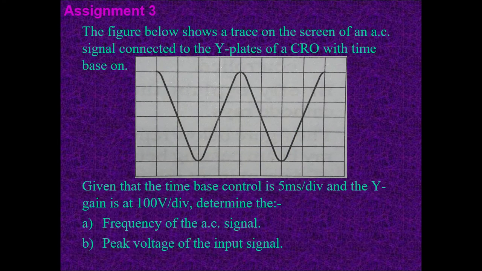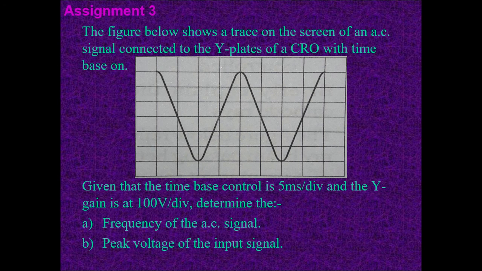Assignment number 3. You may pause the video, if you don't mind, to work this out. You have been told that the figure below shows a trace on the screen of an AC signal connected to the Y plates of a CRO with the time base on. Here we should work out something to do with the frequency of the signal. Given that the time base control is 5 milliseconds per division and the Y gain is 100 volts per division, determine: 1. the frequency of the AC signal, 2. the peak voltage of the input signal.